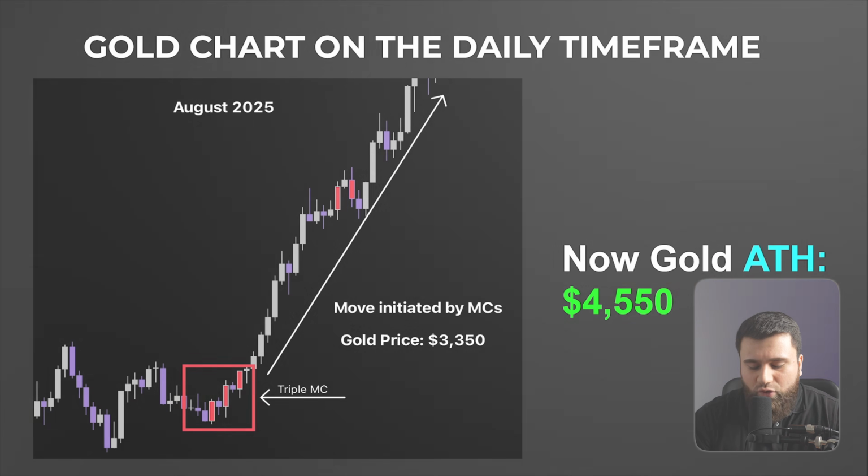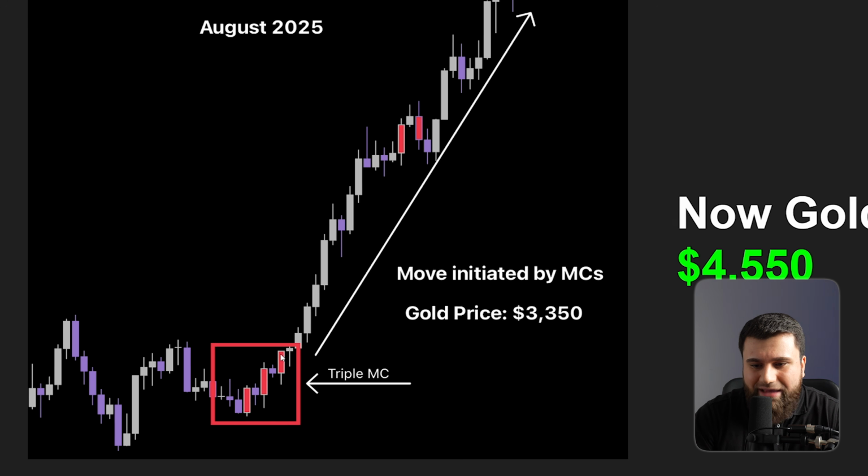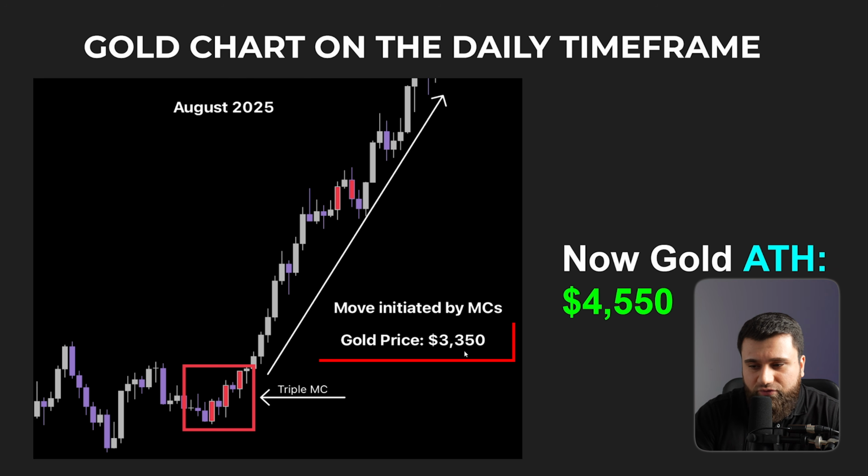And right here we have probably the best example, because we have the gold on the daily time frame, and we have a triple MC formation. So we have 1, 2, 3 daily manipulation candles. Gold price was at $3,350, and gold just skyrocketed after that. This was during summer, August 2025, and these lows are still the current lows on gold.